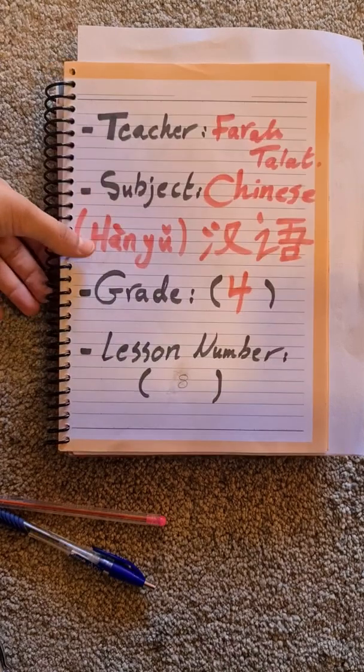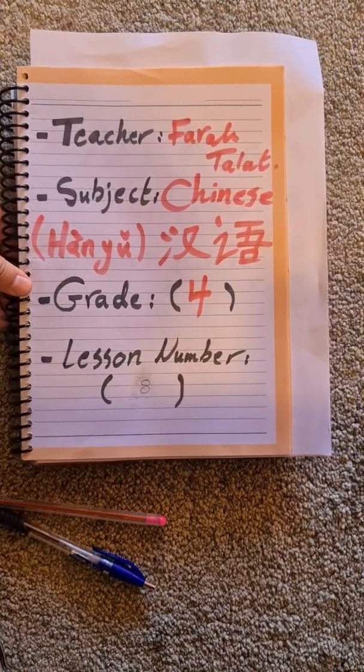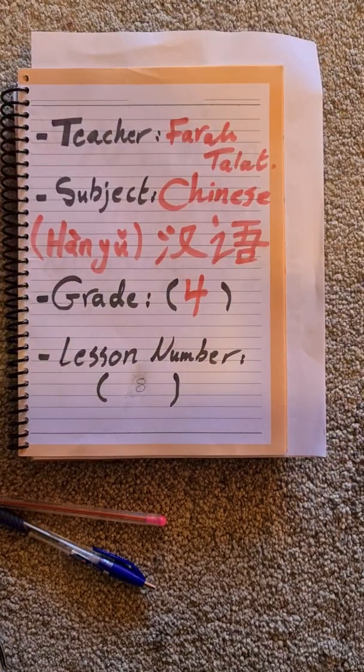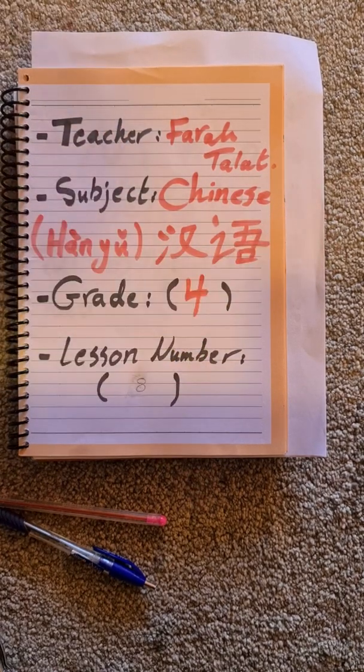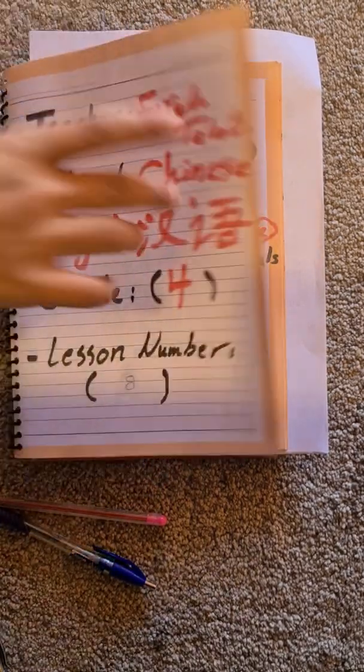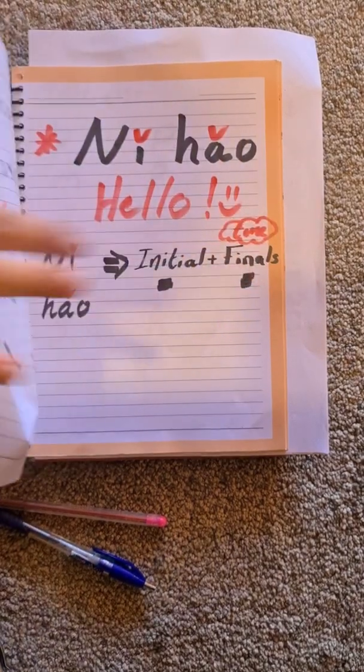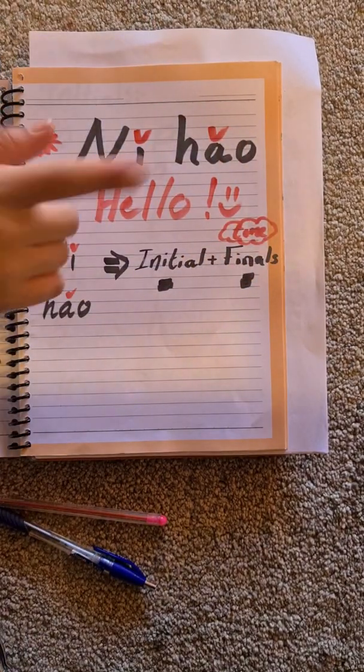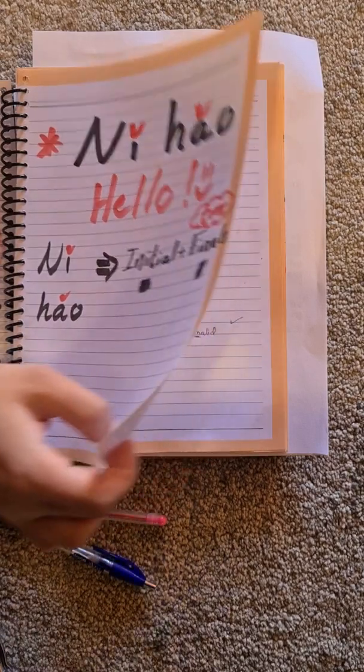And how to say Chinese? 汉语. 汉语. This is the 8th class for grade number 4. And as I told you, I'm going to tell you later why I am doing these moves every time that I'm talking about the numbers. How to say hello? 你好.